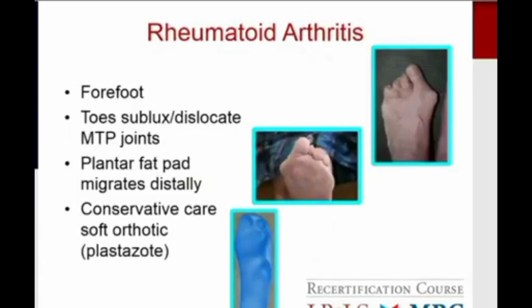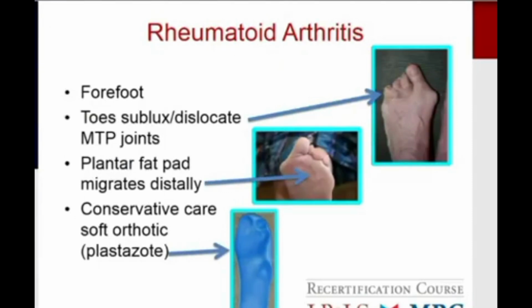We look at rheumatoid arthritis in a couple different categories. We know first that in the forefoot, we see subluxation at the metatarsophalangeal joint, these gnarly claw toe deformities, and underlying callousing. Conservative care is to put a soft insert in the forepart of the foot to offload those metatarsal heads themselves.